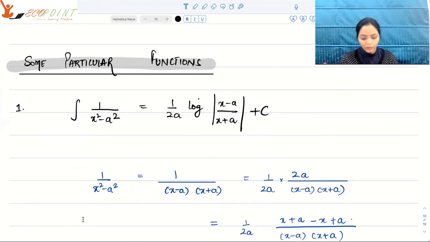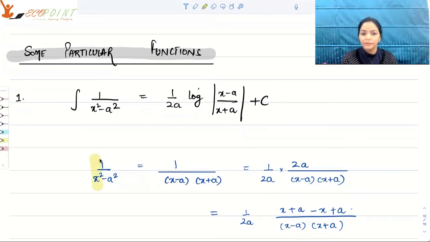If you take 1 upon x square minus a square, it could be written as 1 upon x minus a into x plus a, right? Which is equal to 1 upon 2a into 2a upon x minus a into x plus a. What have I done? I've just multiplied and divided by 2a.